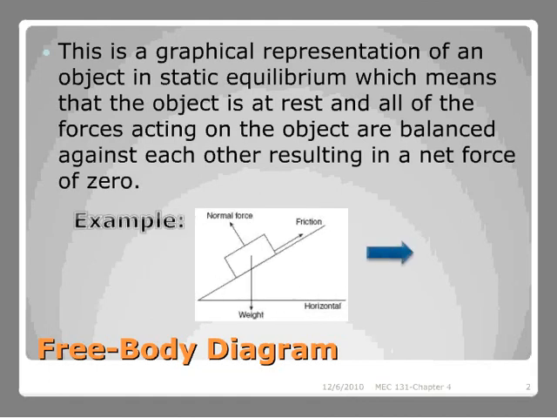This is a graphical representation of an object in static equilibrium, which means that the object is at rest and all the forces acting on the object are balanced against each other, resulting in a net force of 0. As you can see in the diagram, we have a normal force, which is the force acting in opposite direction of the weight component applied to this inclined plane. And in order for this object to stay on the inclined plane, we need some kind of balancing force, which is a friction force, which we'll talk about in more detail later.